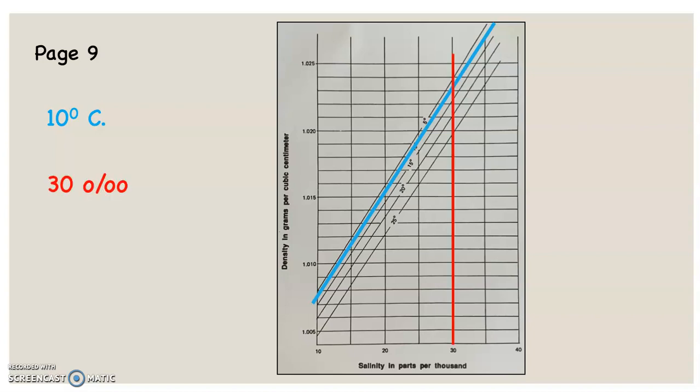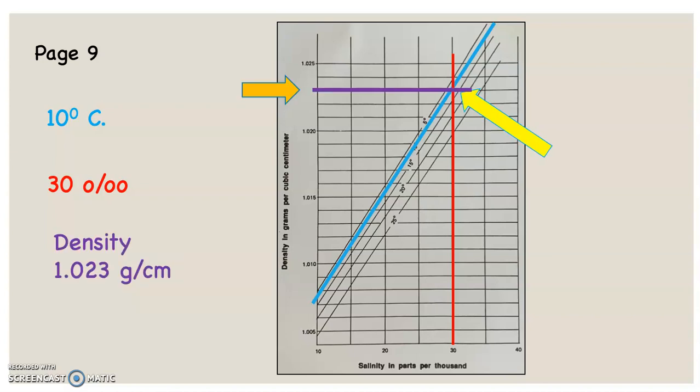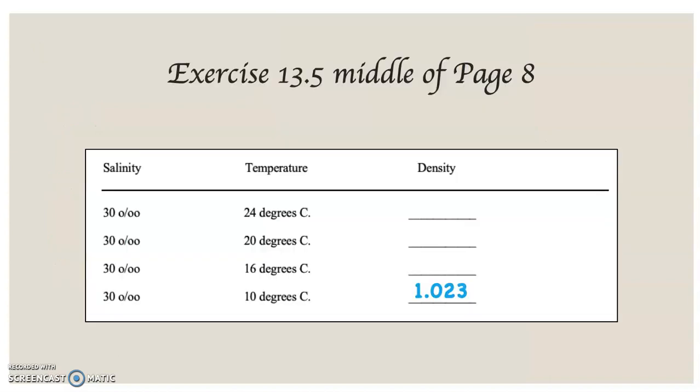And we know that the salinity is 30 parts per thousand. So I draw the red line up from 30 parts per thousand. And again, you can see where these two lines meet, right there where the yellow arrow is. We're going to draw a line across. And now we can see that when the temperature of the water is 10 degrees Celsius and the salinity is 30 parts per thousand, the density is 1.023 grams per cubic centimeter, which is what you would then enter right there at the bottom.